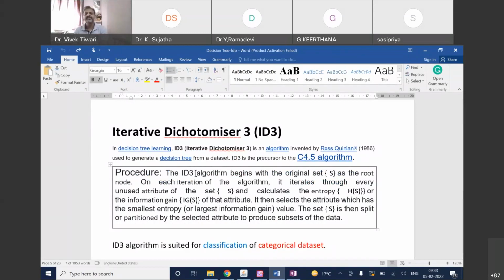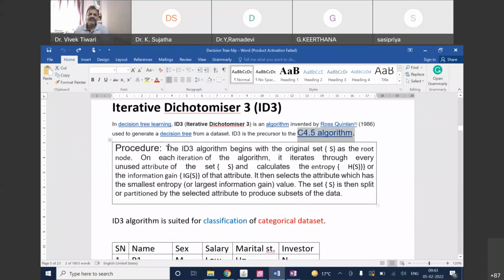And there are various advanced versions of ID3 that we are using today, like C4.5, that I'm not going to discuss here. The names are so famous that if you are in this area, you must have heard them: C4.5, C5.0, like that. These advanced versions of ID3 are heavily used nowadays.